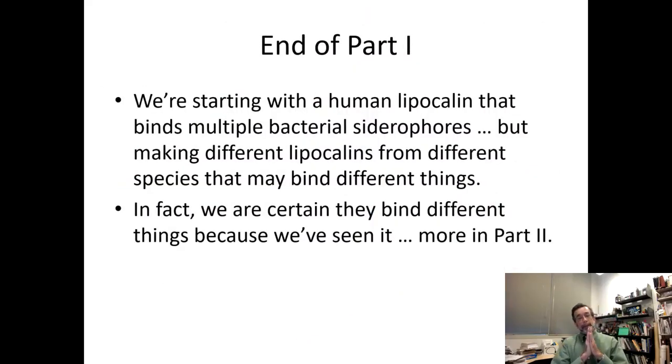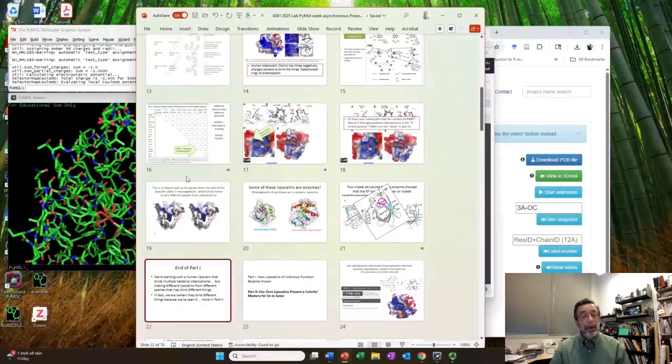So that's part one. We're going to be having a human lipocalin. We suspect that it binds multiple bacterial siderophores. That's what we have to start with. 1DFV does that. We want to see how your lipocalin matches and doesn't match it. And so, in fact, we know that it must bind different things because we've seen it bind different things, but I'll tell you more about that in part two.